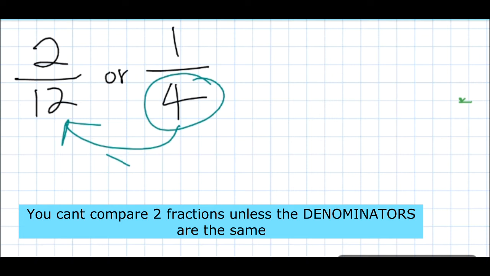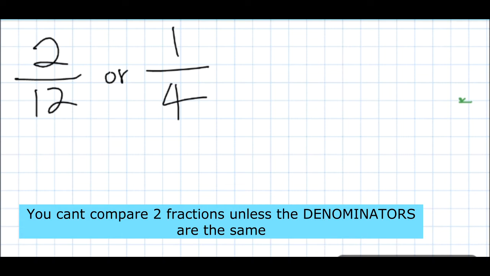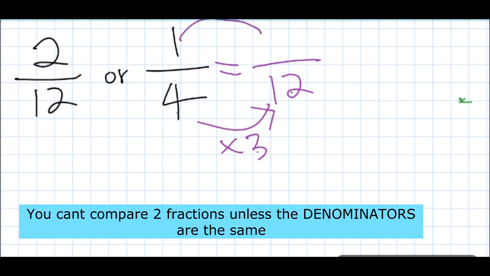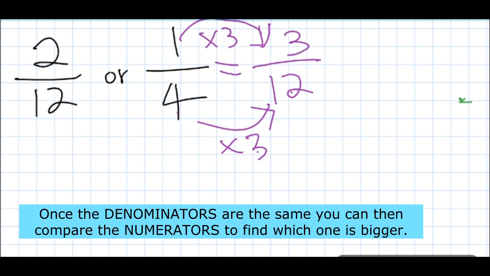Okay, so what we will do is now we will do that on the side. So 1 over 4, we'll find the equivalent fraction where the denominator is 12. This side you multiply by 3. 4 times 3 is 12. Do exactly the same thing on the top. Times 3. 1 times 3 is 3. Right? So now you are comparing 2 over 12 to 3 over 12.